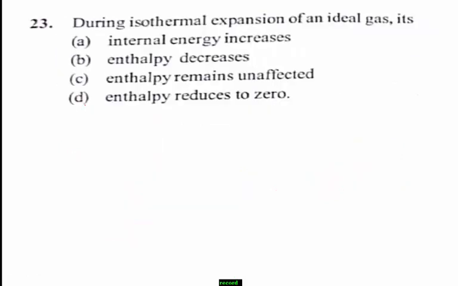Next, question number 23. During isothermal expansion of an ideal gas, its option A, internal energy increases; option B, enthalpy decreases; option C, enthalpy remains unaffected; option D, enthalpy reduces to 0. Which one is the right answer?